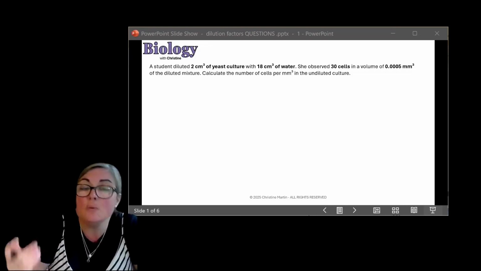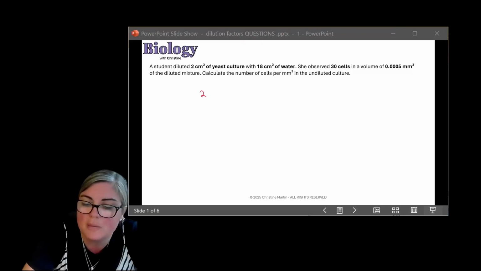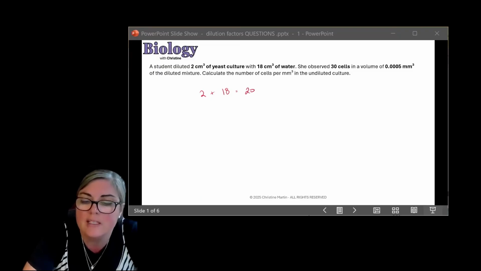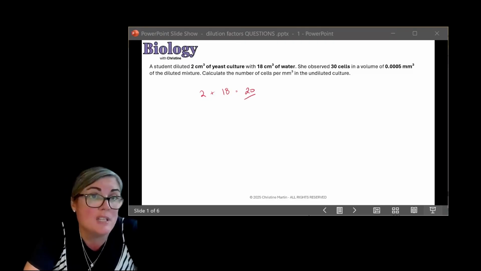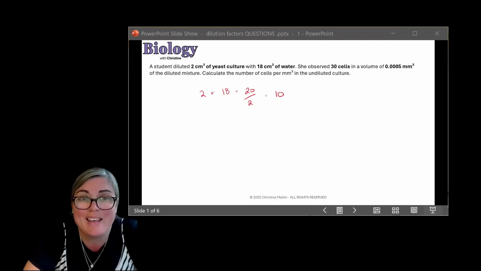So the first thing we need to do is work out our dilution factor. So we know we've got 2 centimeters cubed. We know that we have 18 centimeters cubed added. So therefore our total volume is 20 centimeters cubed. And we're going to divide that by the volume which we have taken, which is 2 centimeters cubed. Therefore, our dilution factor is 10.